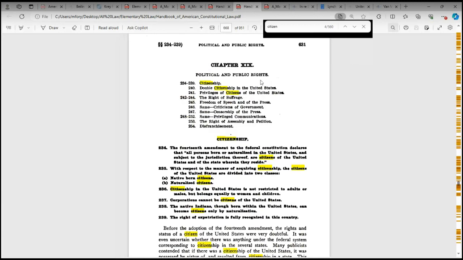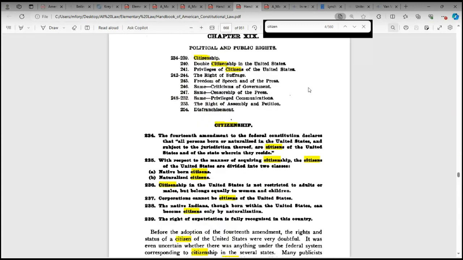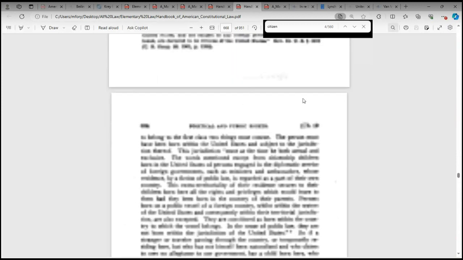So the next book, this should be the 1911 book. So same thing, political and public rights. How long is this one? Because I did not want to go over an hour.